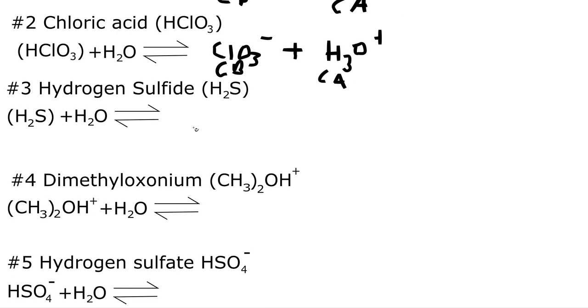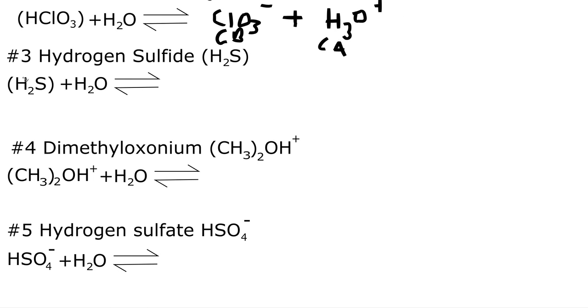All right, hydrogen sulfide. Hydrogen sulfide is an acid, so we have H2S. We'll lose one of those hydrogens to form HS. We only donated the proton, so we still have those electrons, so this will be a negative. Plus H3O, hydronium, because it gained that proton. So HS minus is our conjugate base. H3O is our conjugate acid.